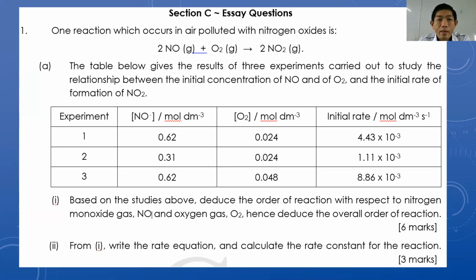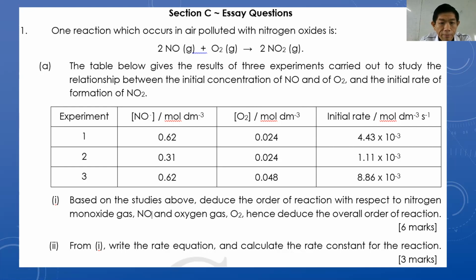So let's begin. Number one: reactions which occur in air polluted with nitrogen oxides are 2NO plus O2 gives 2NO2. The table below gives the results of 3 experiments carried out to study the relationship between the initial concentration of NO and O2 and the initial rate of formation of NO2. So these are experiments 1, 2, and 3. These are the initial concentrations of NO and O2. This is the initial rate.